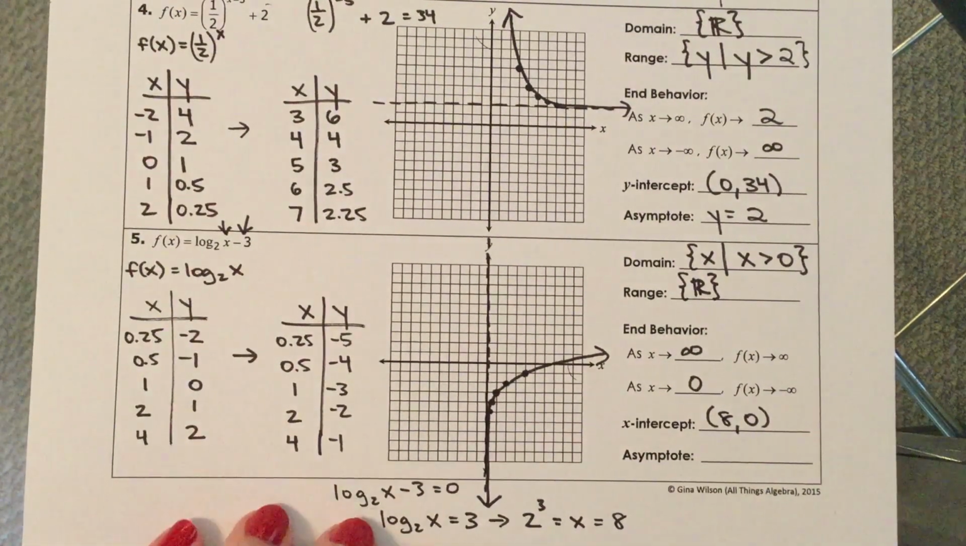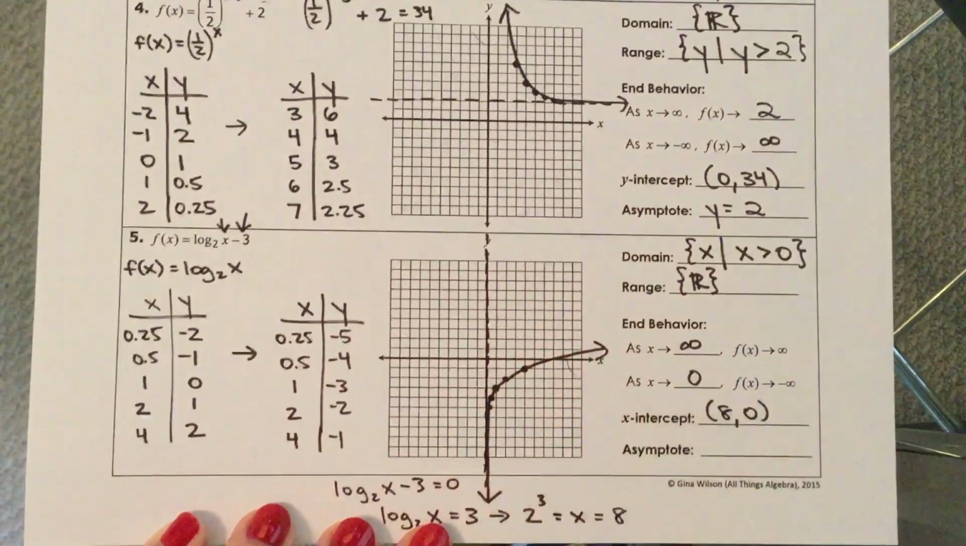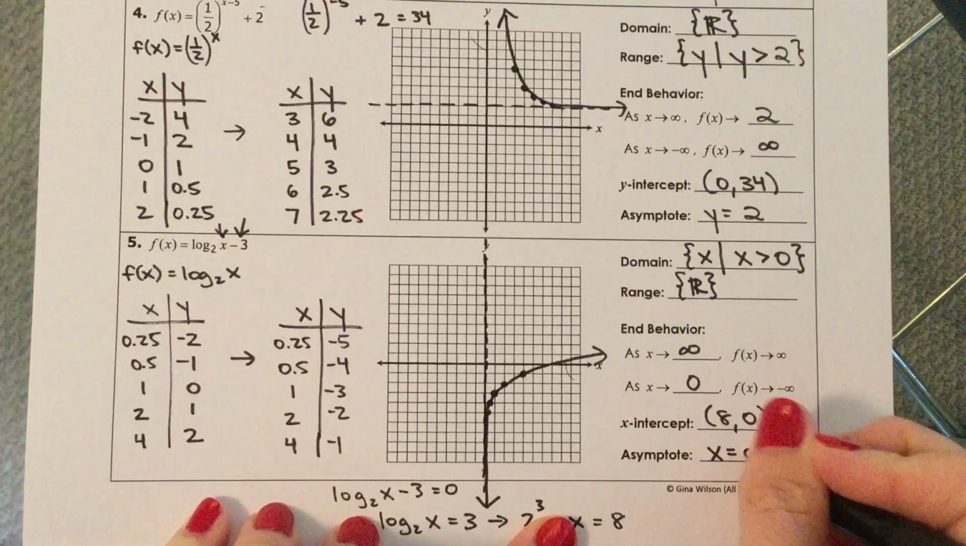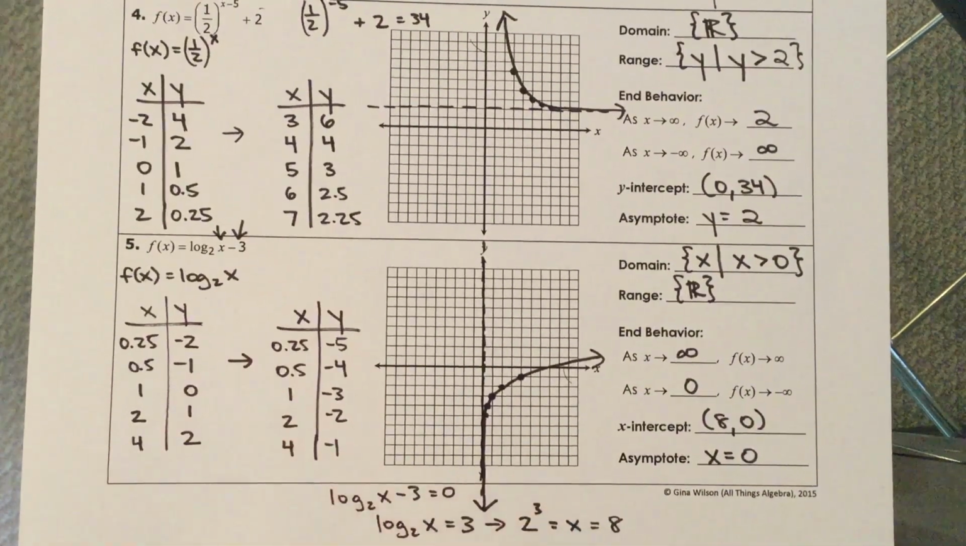All right, last piece is our asymptote. That's this dotted line right here. Since it's vertical, it's an x equals line, and that x value is 0. All right, so that's our first logarithmic graph.